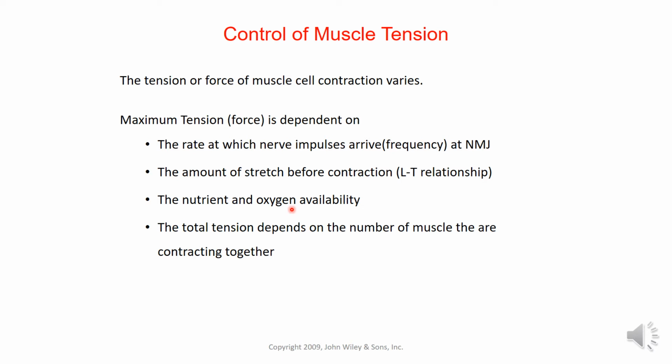The total tension depends on the number of the muscle fibers that are contracting together. This means that not all the muscle fibers are contracting at the same time. We can find 50% of the muscle fibers are contracting and the other 50% are relaxing. In another situation, 60 to 40% or 70 to 30%. So according to the number of the contracting muscle fibers, the muscle tension will appear inside the muscle.